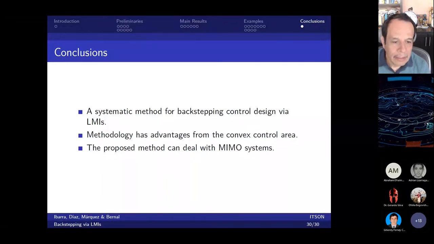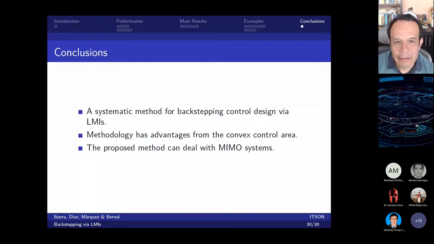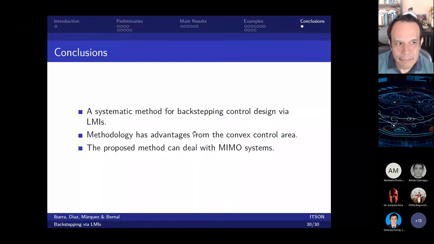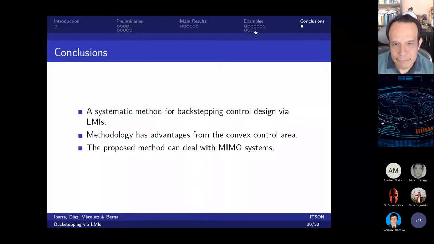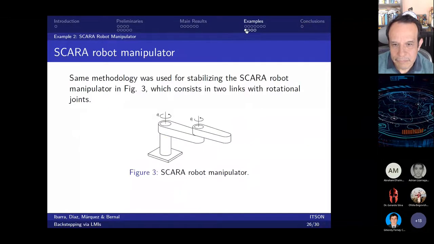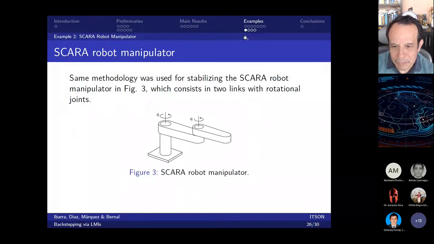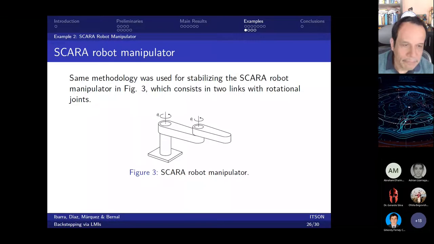Okay, thank you. It has some advantages that we can see very well in these examples. These are some of the possible advantages that we can have when we separate the system and use backstepping.